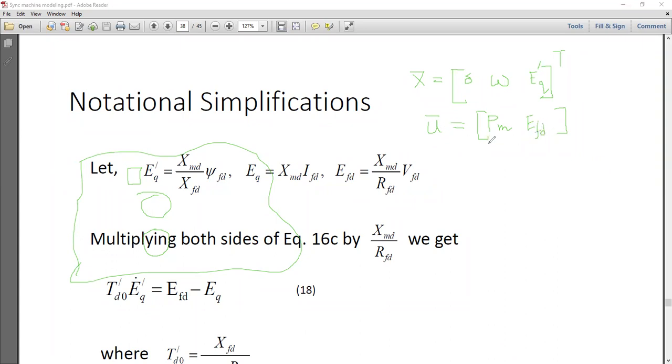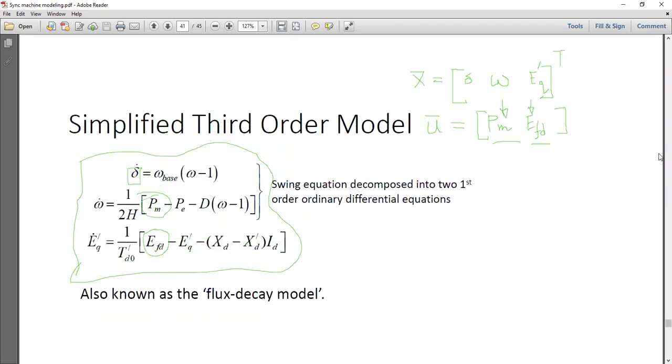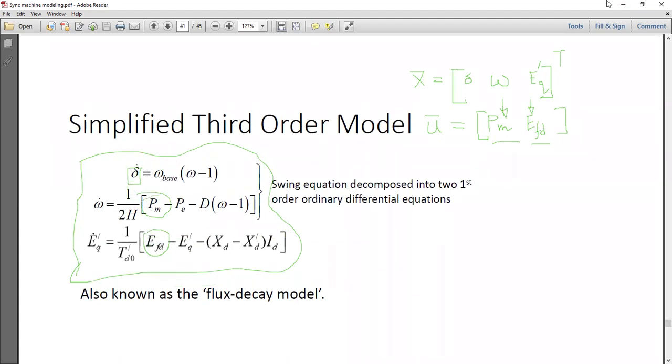Because for proper working of your synchronous generator, you need mechanical rotation as well as the field excitation. So we take two inputs for our system. Any confusion, please ask me, because it is very important. Understanding of this formulation is very, very important. So these are your PM and EFD. So we have got X, we have got U. What is left? Y, right?